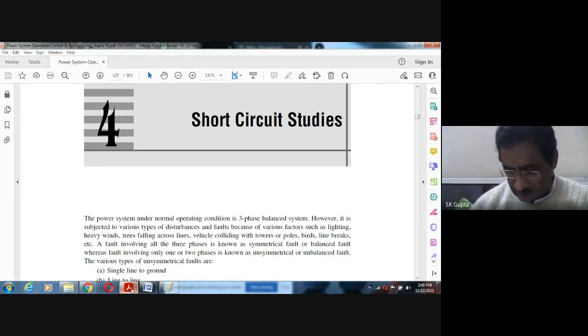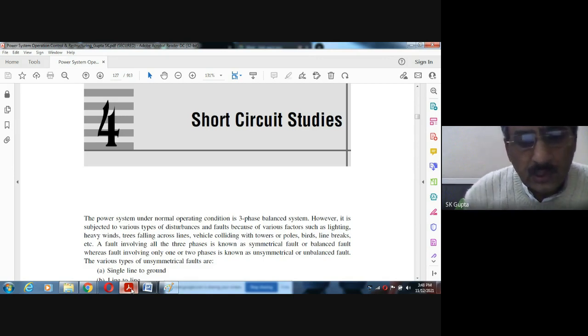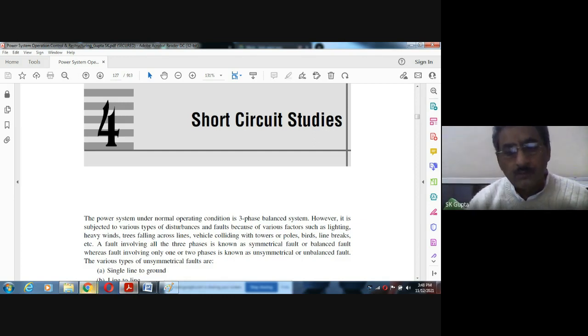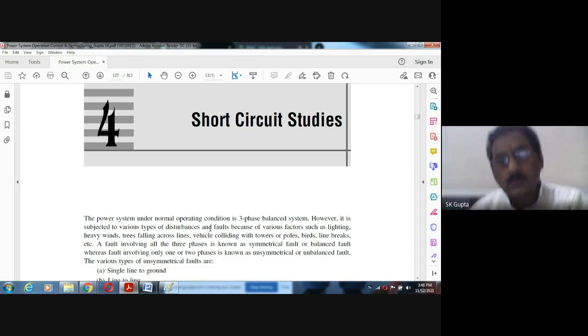But when the system is large enough, then we have to solve it with the help of either the Y bus or the Z bus, and we have to find the voltage and currents at all the nodes. But as basic things in the first period, we must know why the short circuit study, or why fault analysis, is required. What are the various types of faults, and what is the need of calculating the fault MVA or fault current.